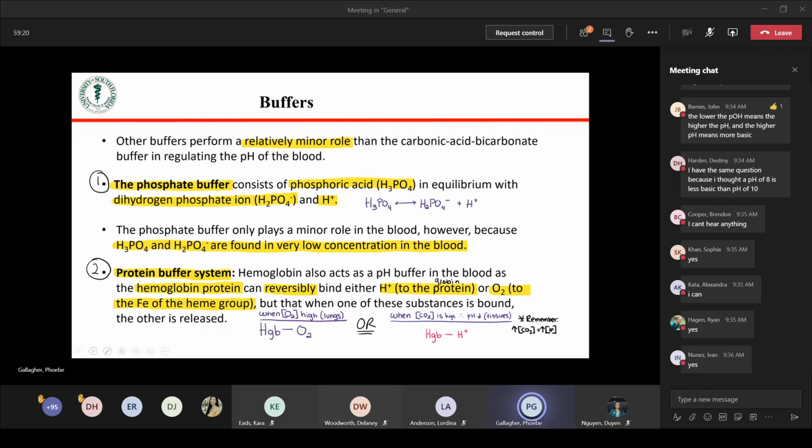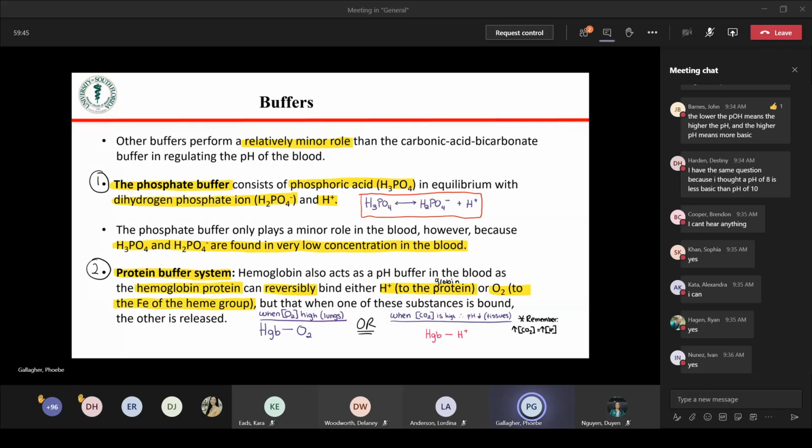Okay, I drew out the phosphate buffer just so you guys can see it, but it's low yield, really. Just know that it exists, but it's not as important as the other buffer, the carbonic acid buffer. The protein buffer, I noticed somebody in yesterday's lecture had a question about this in relation to hemoglobin. So I'm going to try to describe this in the best way possible.